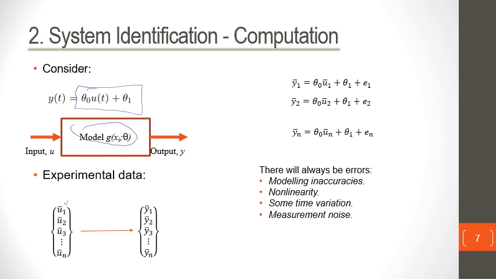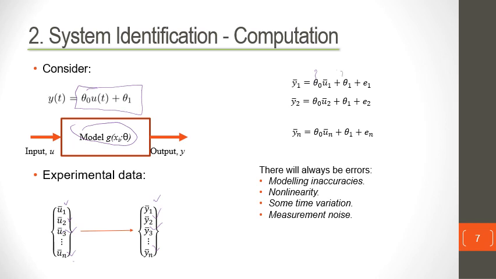So we will give it multiple inputs. We'll give it input u1, and it gives us output y1. We give it input u2, it gives us y2. We give it u3, it gives us y3, and so on and so forth up until the nth input. So let's say n is 100. We give it the 100th input, it gives us the 100th output. Now based on that, we can reconstruct therefore an equation trying to relate these unknown parameters. Remember, theta 0 and theta 1 are unknown.